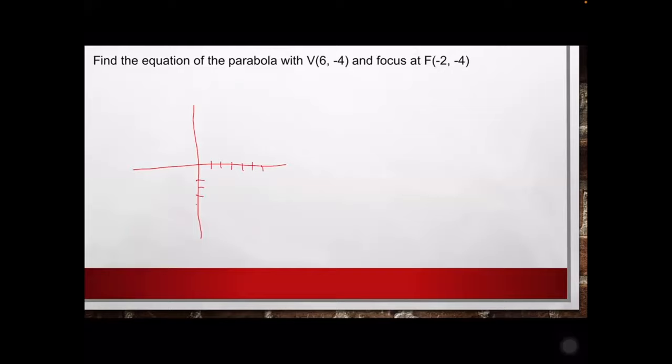Dito siya nakatapat. That's your vertex. Then, the focus is at negative 2, negative 4. So, 1, 2, dito siya. That's your letter F. Now, saan natin ilalagay ang letter D? How many units from F to V muna pala? From F to V. How many?